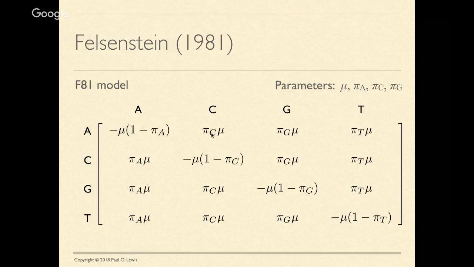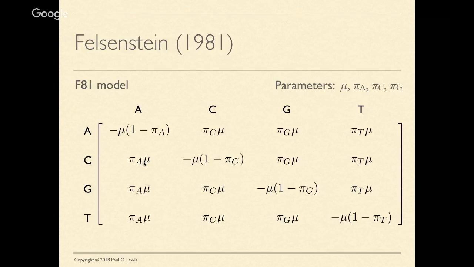So this doesn't look on the surface to be time reversible. Time reversibility means that the rate of going from A to C is the same as going from C back to A. So it doesn't matter which direction you go along a branch, you get the same probability. It doesn't look time reversible because here we have pi C mu for one direction and pi A mu for the other.